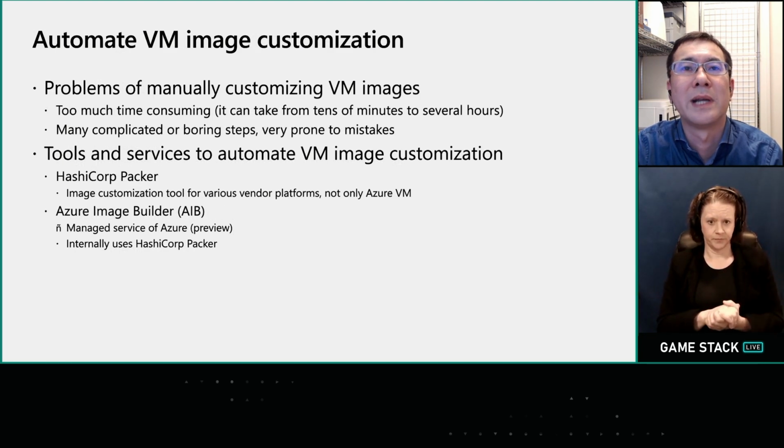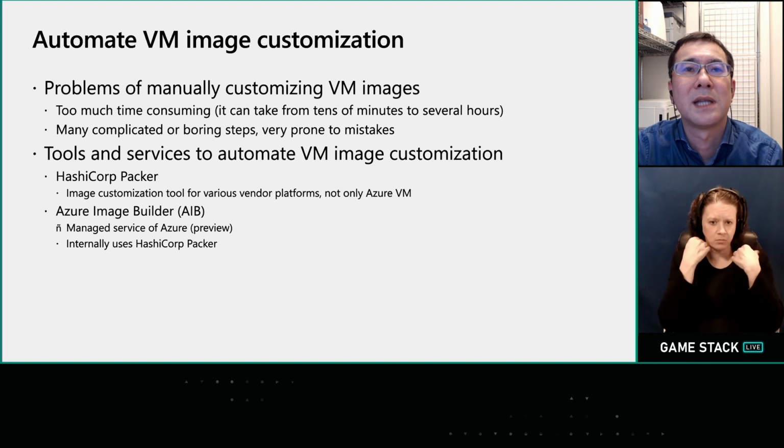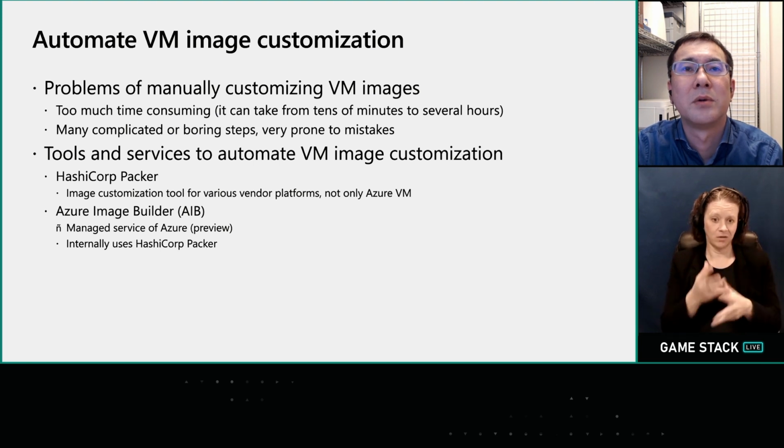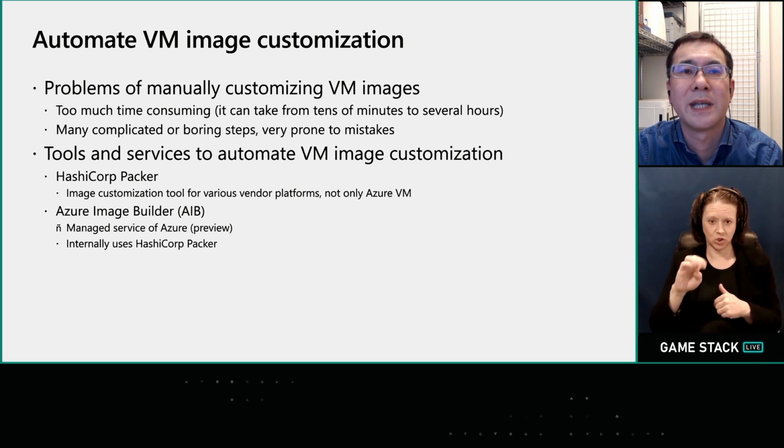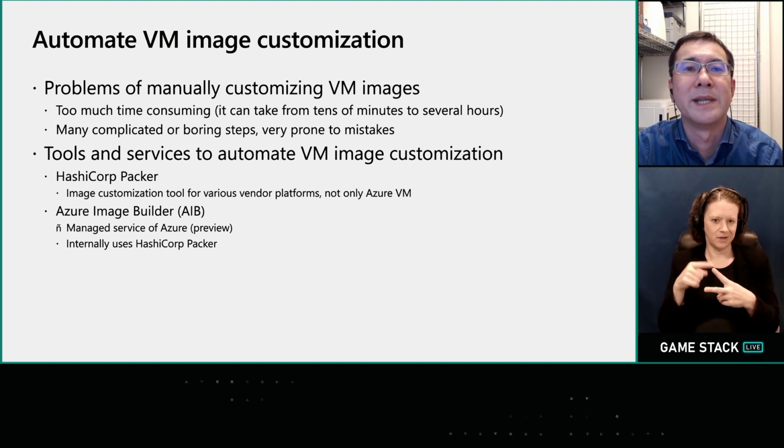As many of you already know, the customization is a time-consuming task. The steps can be complicated and boring, therefore very prone to mistakes, so we should automate it. There are some tools and services to automate virtual machine image customization on your behalf. The most famous tool would be HashiCorp Packer, and Azure has Azure Image Builder, AIB in short. It's a managed service and internally uses HashiCorp Packer. We adopt AIB for our virtual machine image customization.